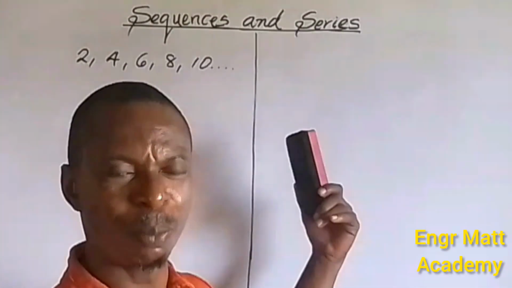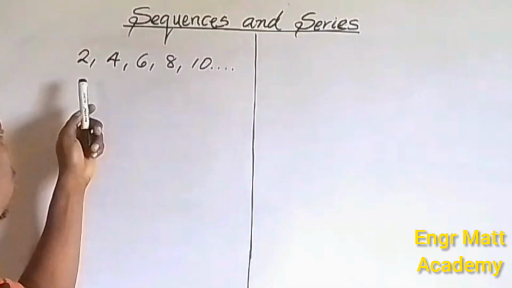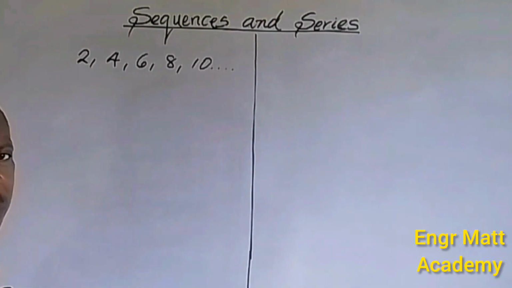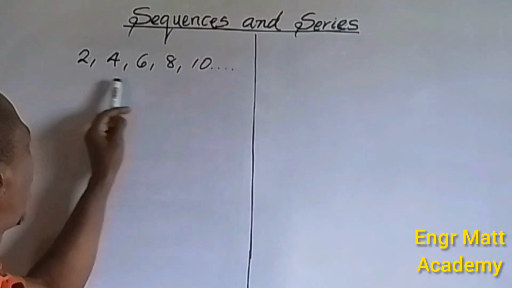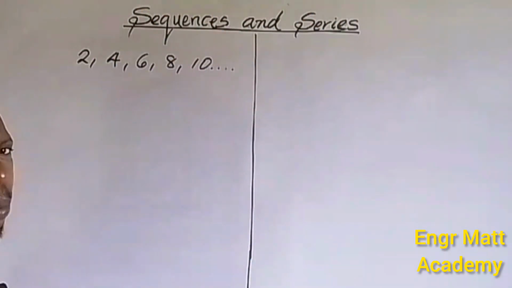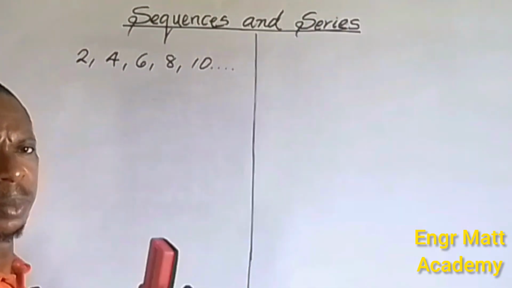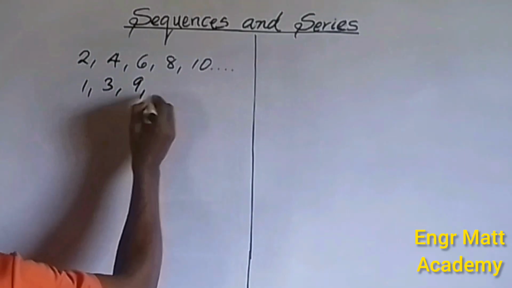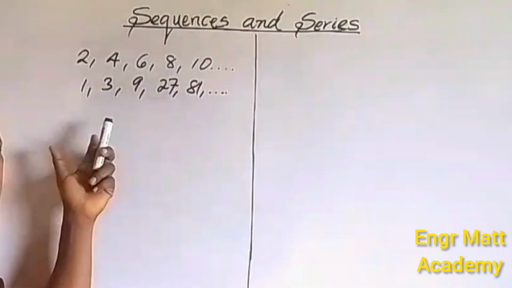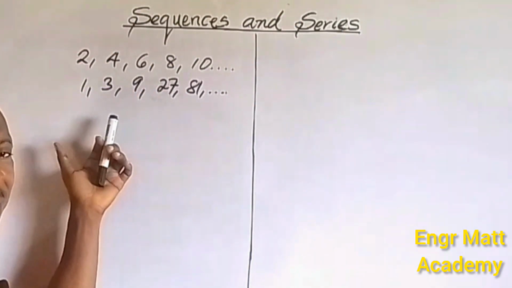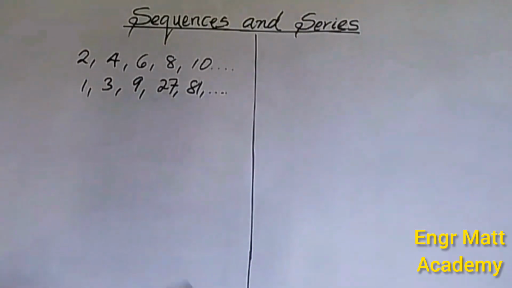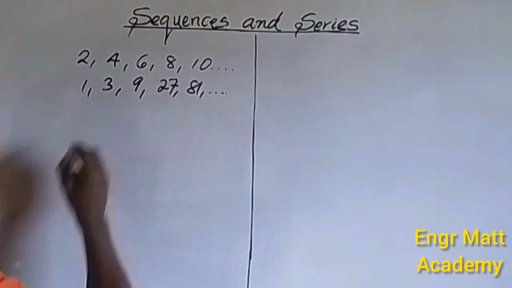Let's consider the numbers on the board. On the board, we have 2, 4, 6, 8, and 10. This is a list of numbers, and you will notice that there is a pattern. By adding 2 to each number, we get the next number. Let's consider another example. 1, 3, 9, 27, and 81. What do you notice? Can you recognize any pattern? Yes. In this list of numbers, we can see a pattern. By multiplying each number, we get the next.